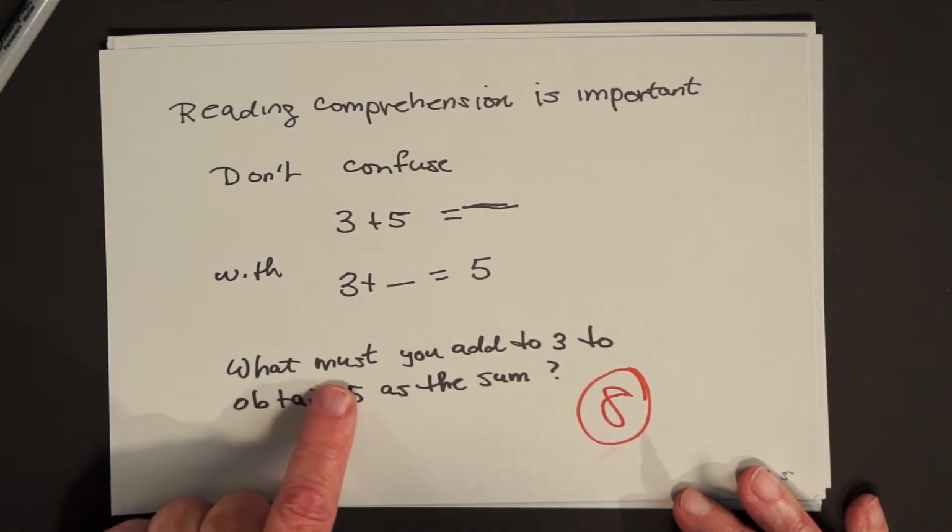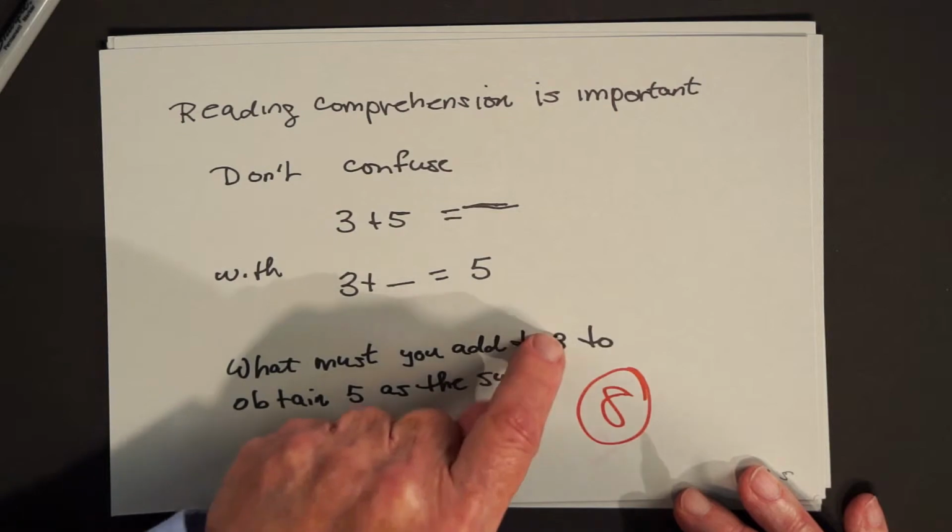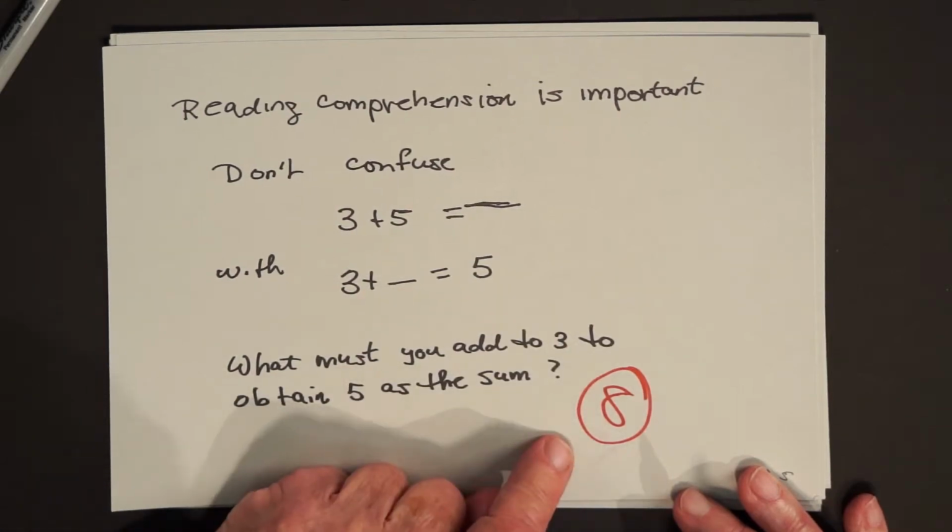No, the problem says, what must you add to 3, not to add 3 and 5. What must you add to 3 to obtain 5 as the sum? This is the danger of teaching students to look for key words, because you can get trapped by what we call paraphrasing. Somebody uses a different way that doesn't use the key words that you want the student to use. Again, I'm trying to maybe overemphasize this to show you the importance of what you can do now to help the student later.